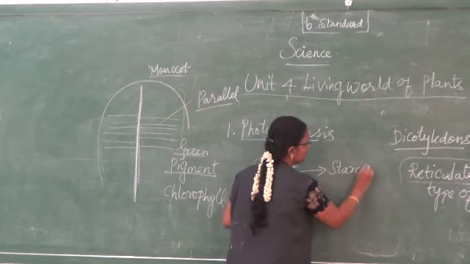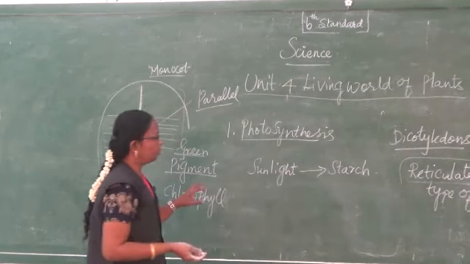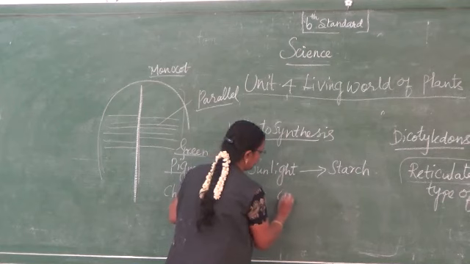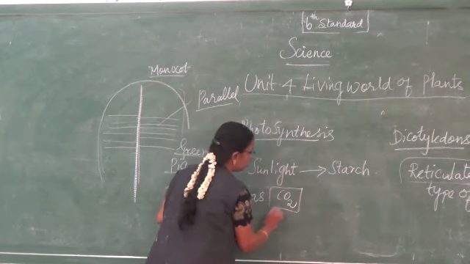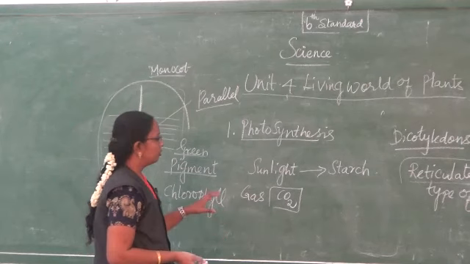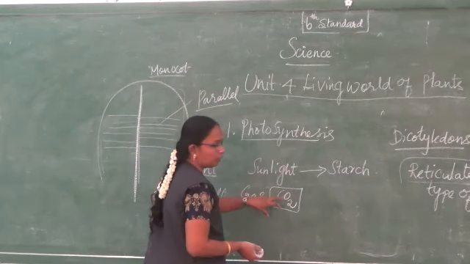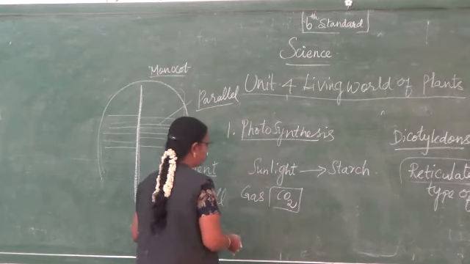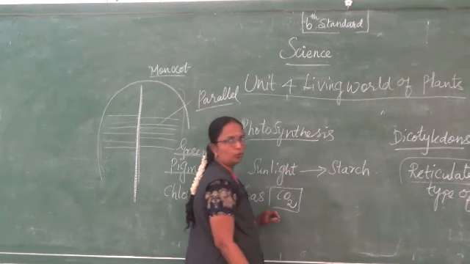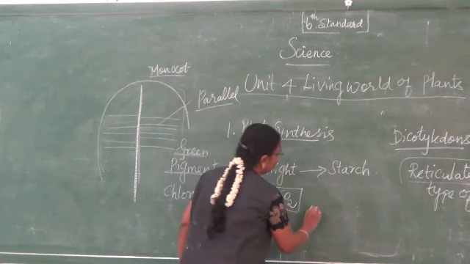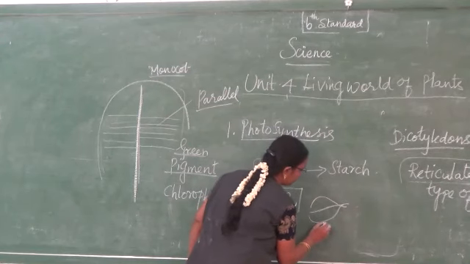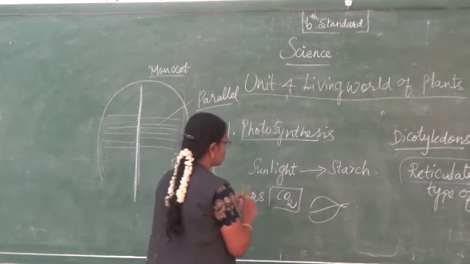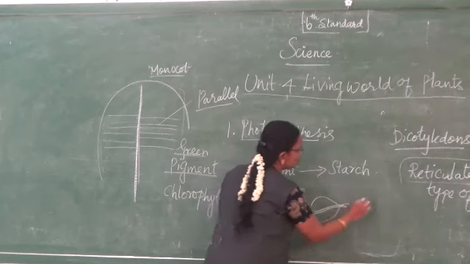What is that food called? Starch. Okay, what are the plants taking in? The plants are taking the gas carbon dioxide, which is present in the atmosphere. With the help of sunlight and chlorophyll, they prepare their own food called starch. The leaves possess stomata at the base portion of the leaf.